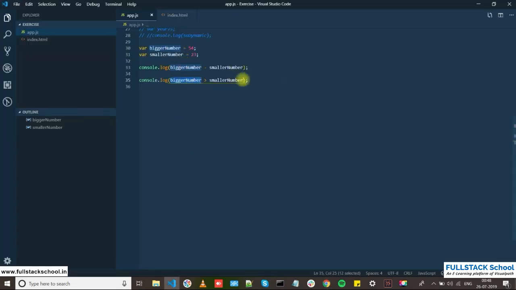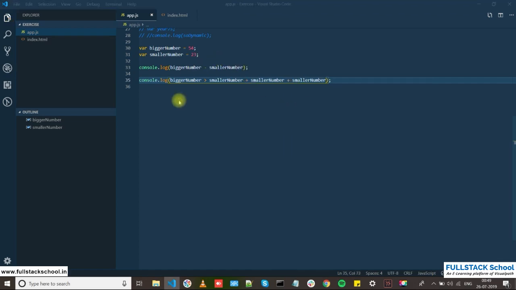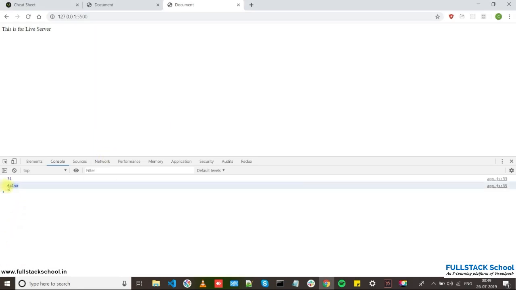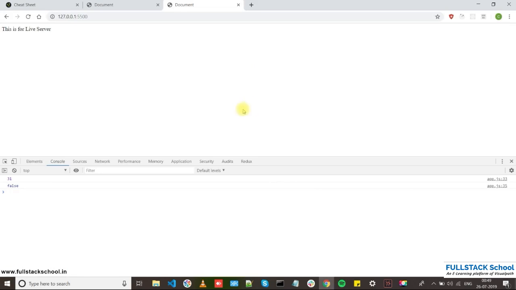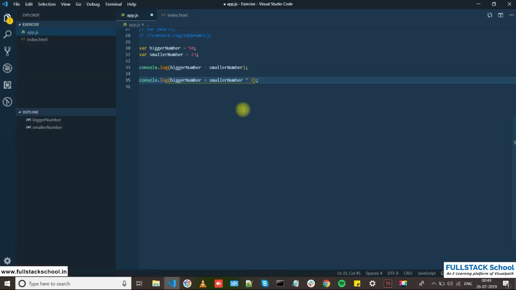If we add a smaller number with another smaller number and another smaller number, 3 times 23 is more than the bigger number. So in our case, it should return false. Instead of this, you can do times 3. This gives us false. If I do 2, it becomes 46 and it becomes true. Now I have combined the logical operator greater than with our math operator star.